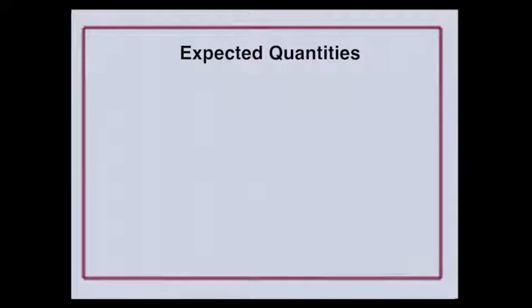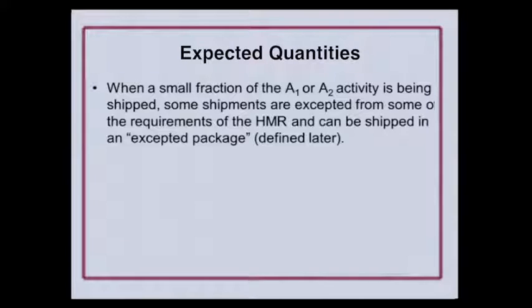Accepted quantities, that's the next term. Accepted, I'm sorry, not exempted. Thank you, that's important. Accepted quantities, and that is the correct term. If a small fraction of the A1 or A2 is being shipped, some shipments can be excepted from some of the requirements of HMR. And they can be shipped in what is called an accepted package. Again, we're going to talk about packaging as a separate unit, and we'll talk about what an accepted package is.